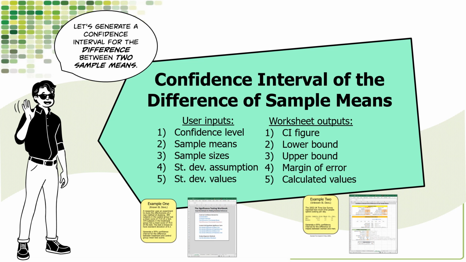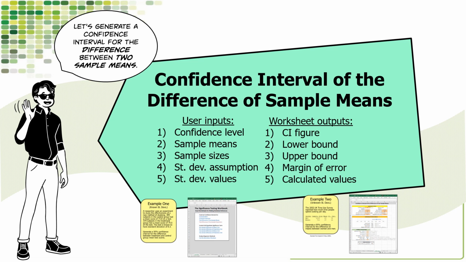To generate a confidence interval for the difference between sample means, you input 5 values into the worksheet. 1, the confidence level. 2, the sample means. 3, the sample sizes. 4, your assumption about standard deviation. And 5, the standard deviation. These values should be given in the problem you're trying to solve.